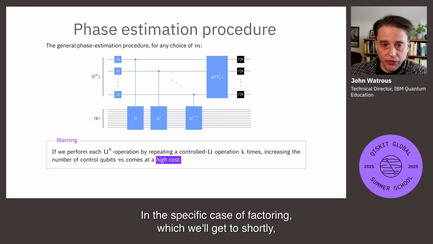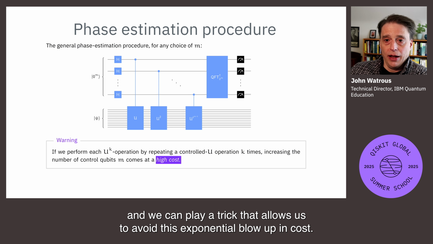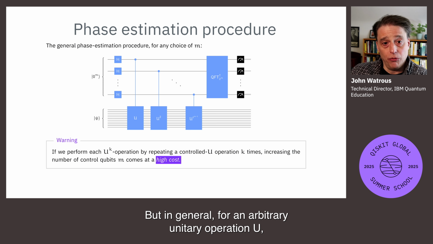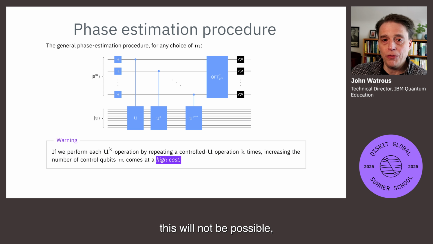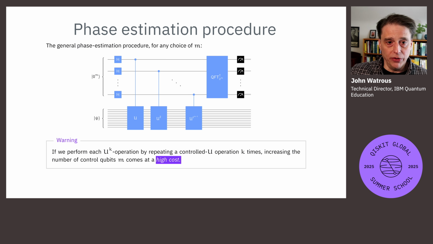In the specific case of factoring, which we'll get to shortly, it turns out that we're very fortunate and we can play a trick that allows us to avoid this exponential blowup in cost. But in general, for an arbitrary unitary operation U, this will not be possible, and we'll pay a steep price for increasing the number of control qubits.